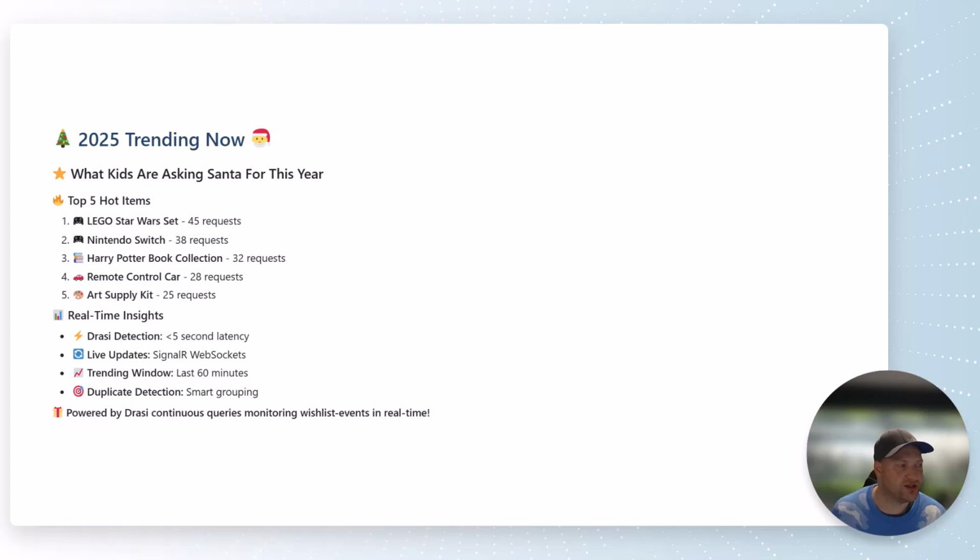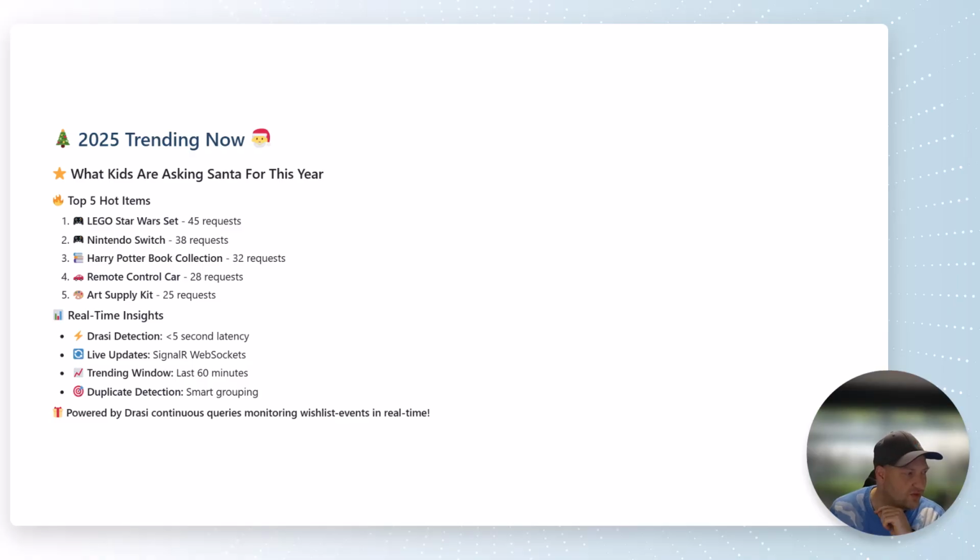So just some information on the data. So we got sub-second latency from the event to detection, live updates to our SignalR WebSockets. Trending items was for the last 60 minutes. We added some smart duplicate detection as well. So things like Lego Star Wars, so Lego in capital letters and Lego Star Wars were all detected as being duplicate items and then merged together.